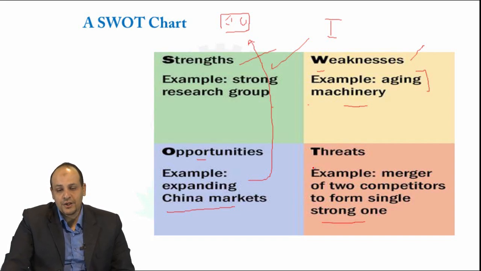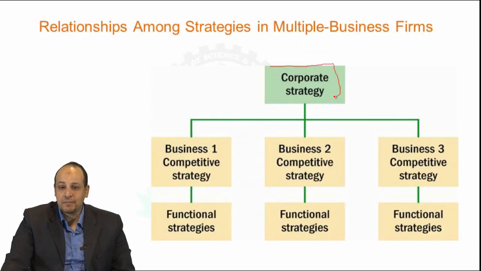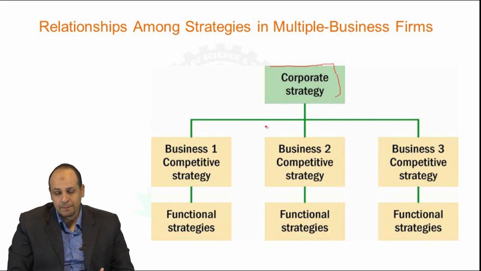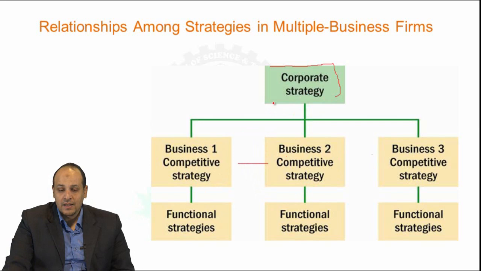Now here, the relationship among strategies in multiple business firms. Some global companies and transnational businesses have different types of strategies according to the activities that the business has. So for example, in the corporate strategy, we have business 1, 2, and 3. So it goes like this. There must be a competitive strategy for business number 1, which supports the overall objectives of the business.